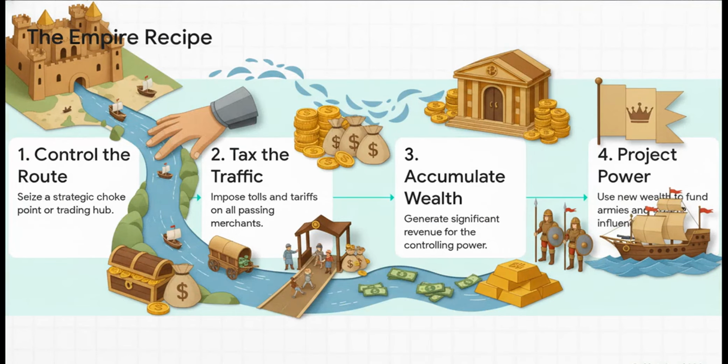And what this does is create a simple but incredibly powerful feedback loop. Step 1, you seize control of a route. Step 2, you tax all the traffic that goes through it. Step 3, you take all that money and funnel it into your treasury. And step 4, you use that new wealth to build up your armies and project power, which lets you go out and seize even more routes. It's the classic recipe for building an empire.